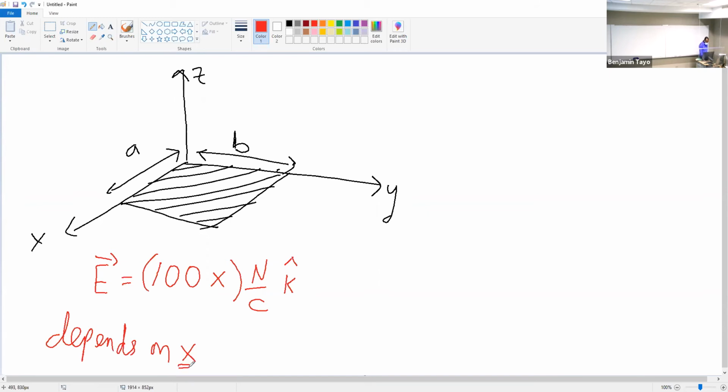Now what this means is that if I look at the electric field here, it's not the same as the electric field there. So for example, when X equals 0, the electric field is 0. But when X equals 1 meter, it's not 0, right? So the electric field is not the same at every point in that surface area. So this is an example where the electric field is non-uniform.